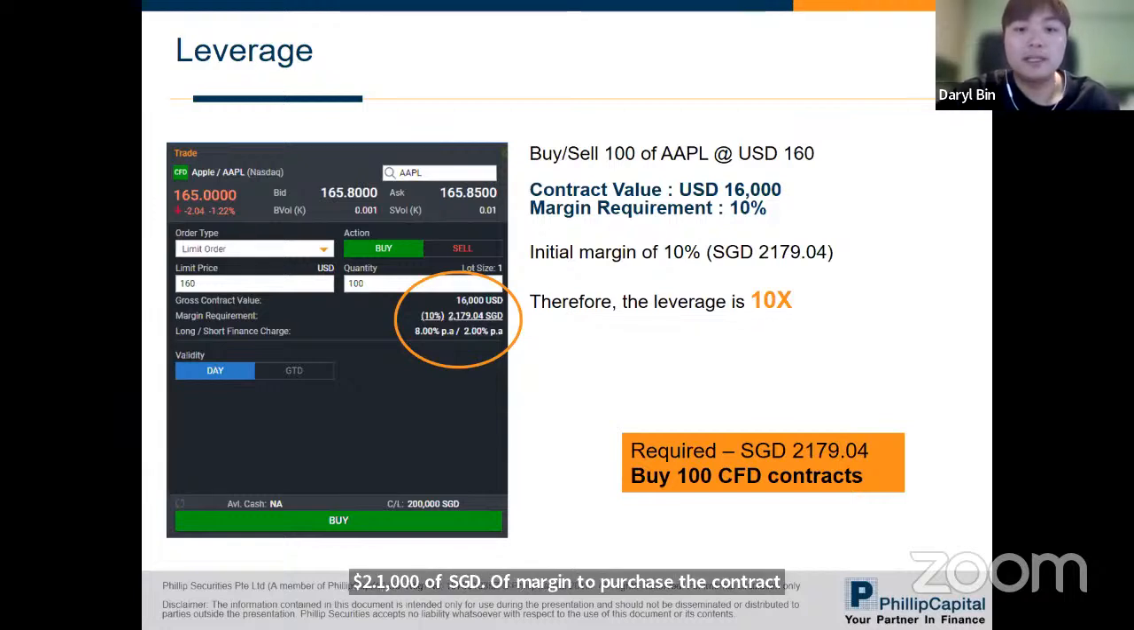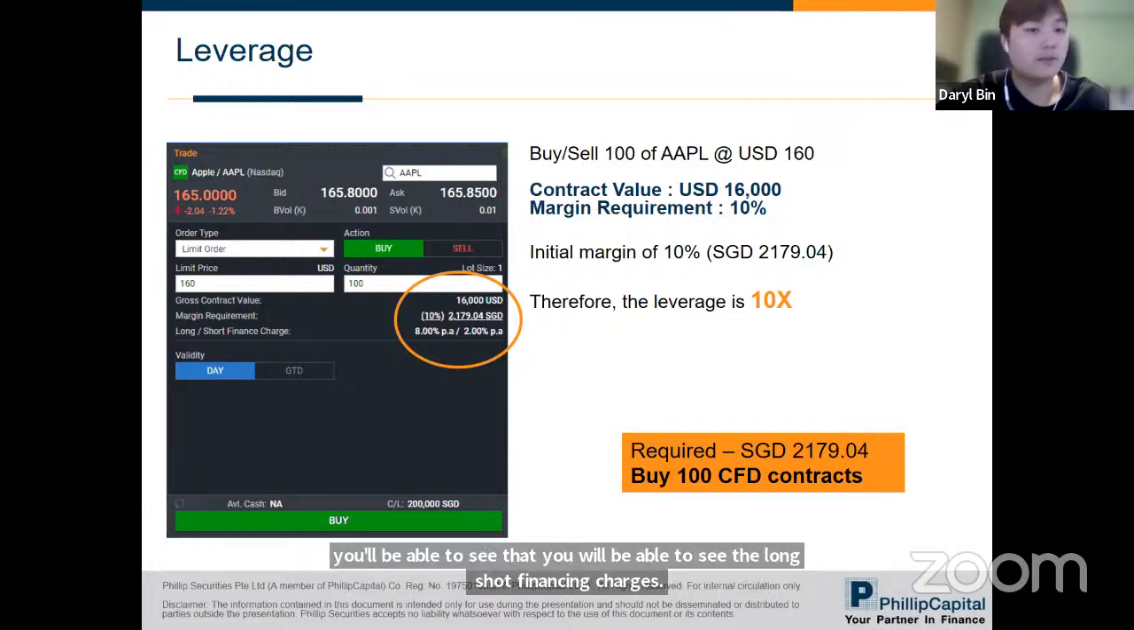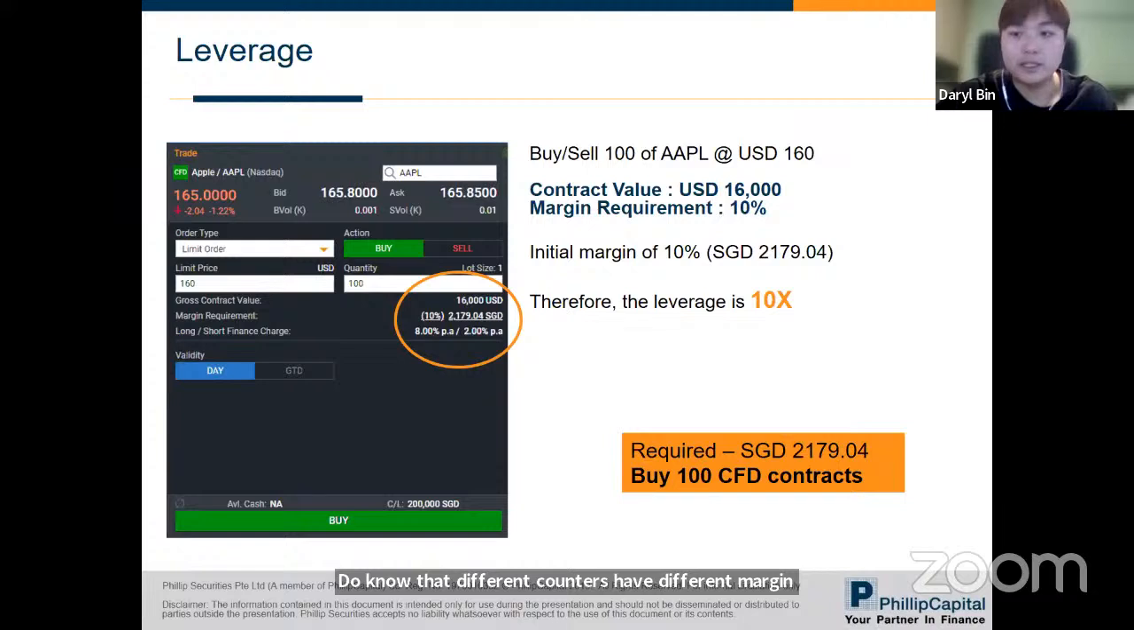From this order ticket, you will be able to see the long short financing charges. Do note that different counters have different margin requirements and financing charges, and do make sure you check all these before you place an order.